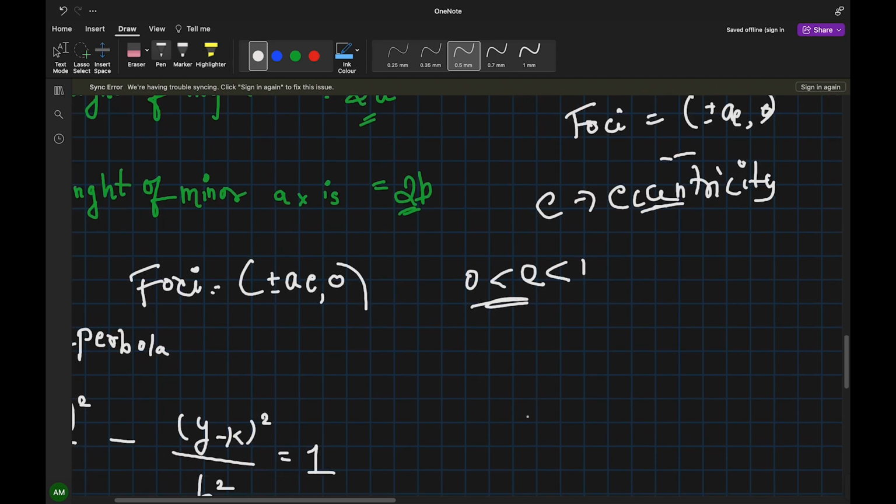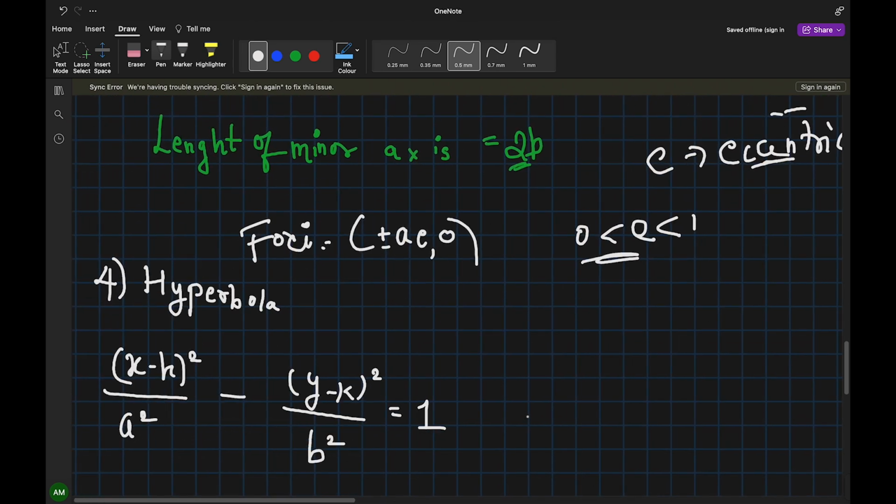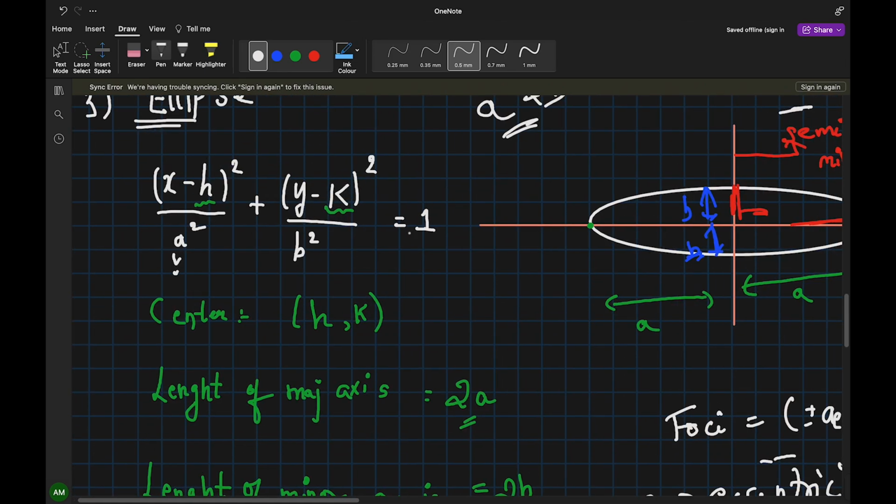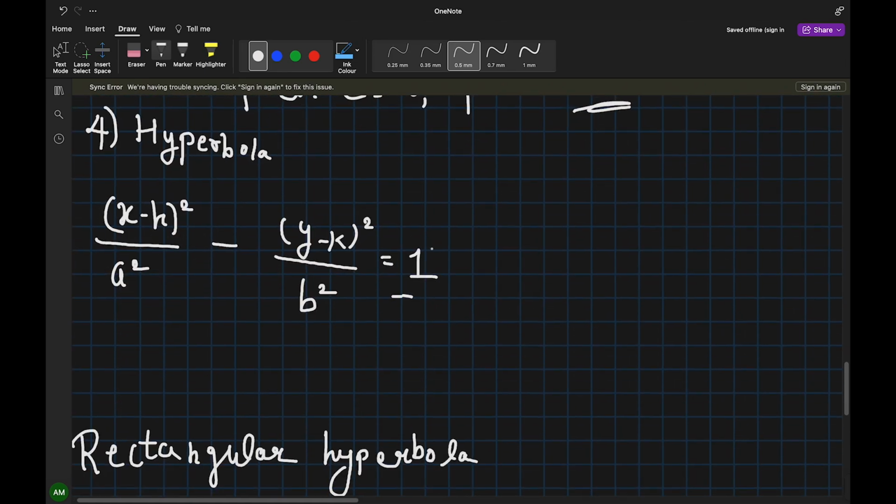Okay. Next, hyperbola. So next we'll learn about the equation of a hyperbola. As you can see, it's similar to the ellipse. It is x minus h the whole square by a square minus y minus k the whole square by b square is equal to 1. Again remember, it is always 1. Okay, it should be 1.